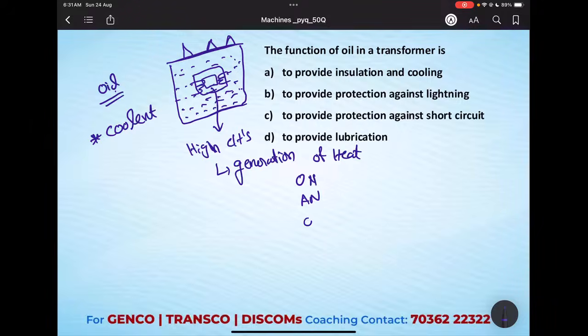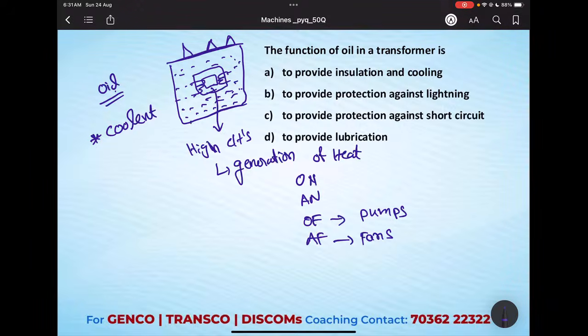Some are oil forced and air forced. Oil forced is done with the help of pumps. Air forced is done with fans. These pumps and fans in general we use for high rating transformers, that means 500 MVA, 300 MVA. So in power transformers, high rated transformers, we use pumps and fans for cooling down the oil. Okay, clear? First purpose of oil is coolant.